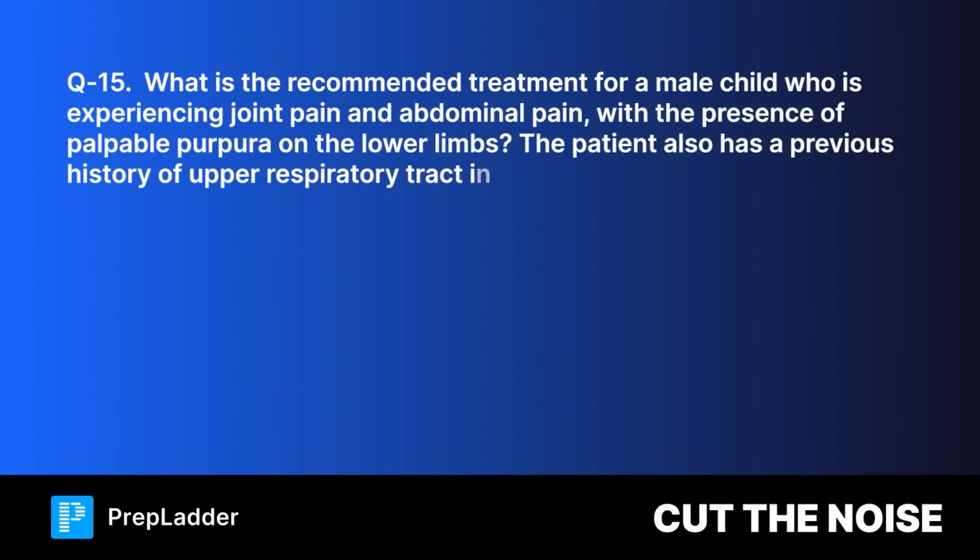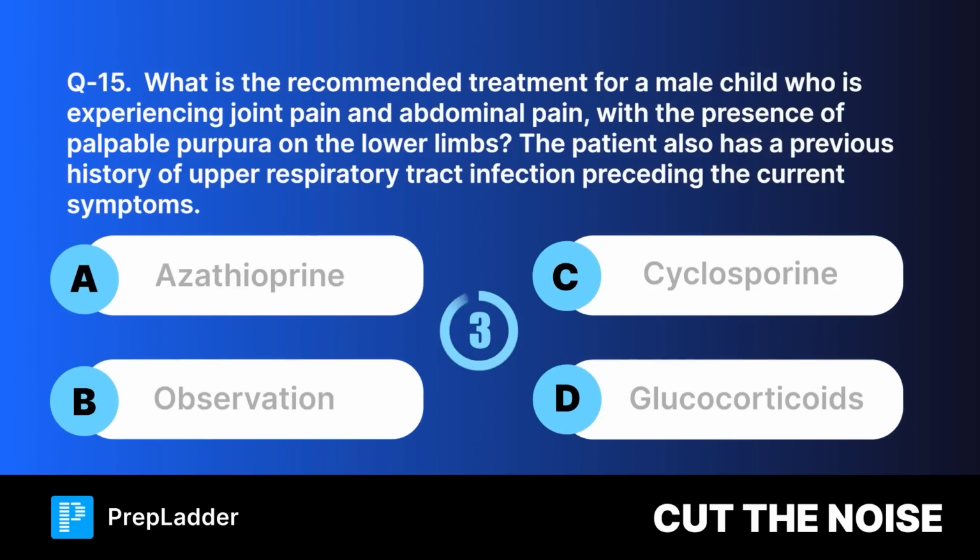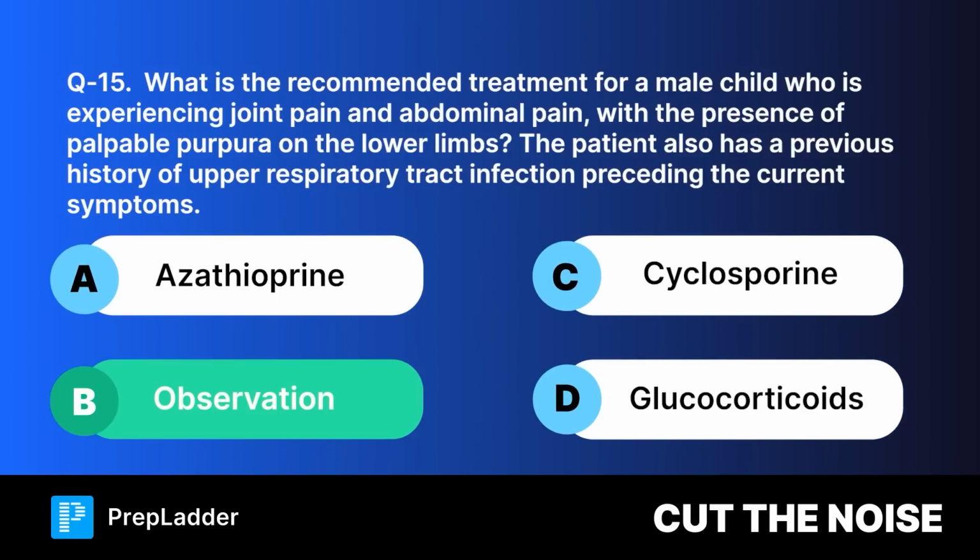Question 15. What is the recommended treatment for a male child who is experiencing joint pain and abdominal pain with the presence of palpable purpura on the lower limbs? The patient also has a previous history of upper respiratory tract infection preceding the current symptoms. Your options are, and the correct answer is observation.